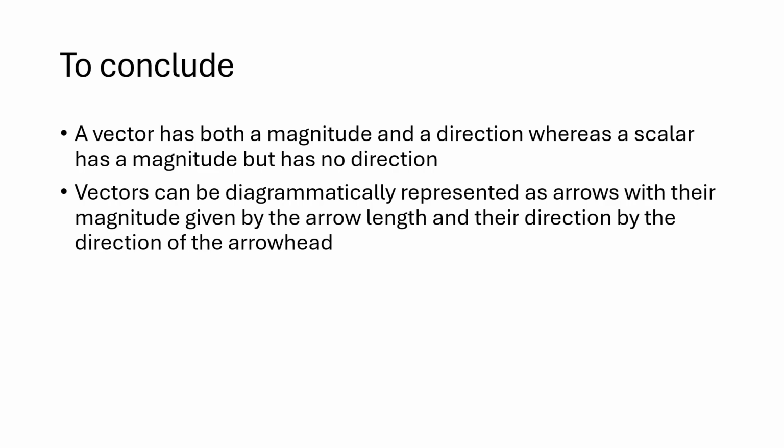Thus, in conclusion, a vector has both a magnitude and a direction, whereas a scalar has a magnitude but doesn't have a direction. Furthermore, vectors can be diagrammatically represented as arrows with their magnitudes given by the length of their arrows and the direction by the direction of their arrowheads.